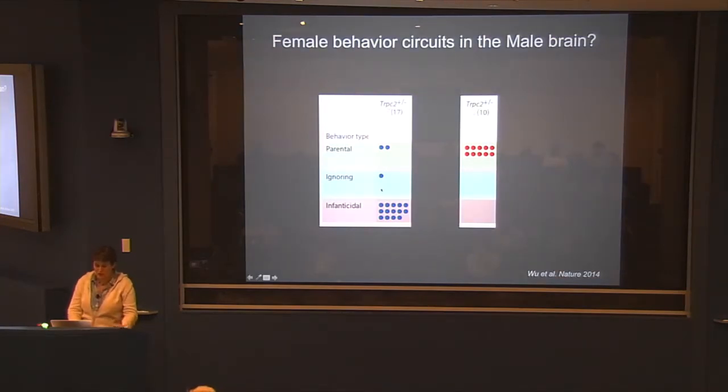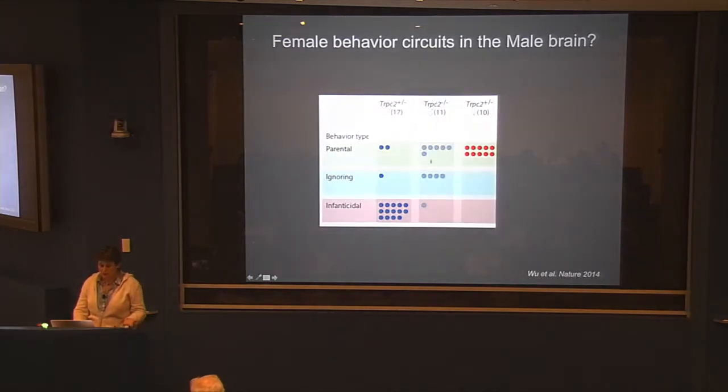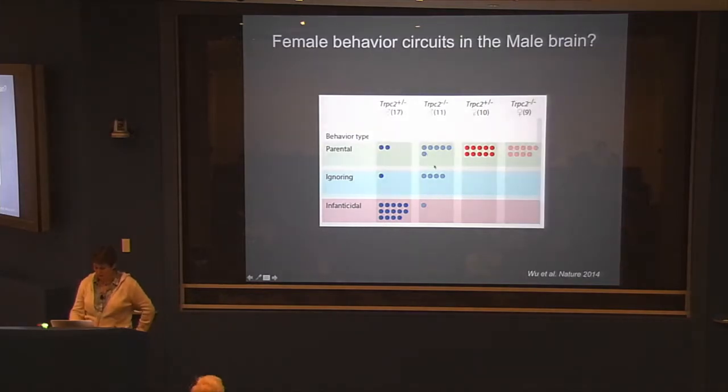This is a virgin male control. The majority of them are infanticidal, and in contrast, the virgin females are all parental. In the TRPC2 mutant, now none of the males, literally, or very few, stay infanticidal, and instead they either ignore the pups or are parental. And that's what is found also in control females.